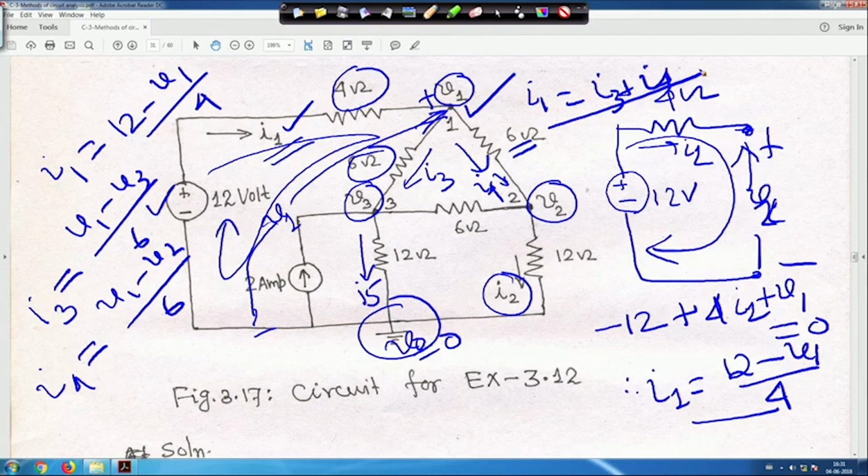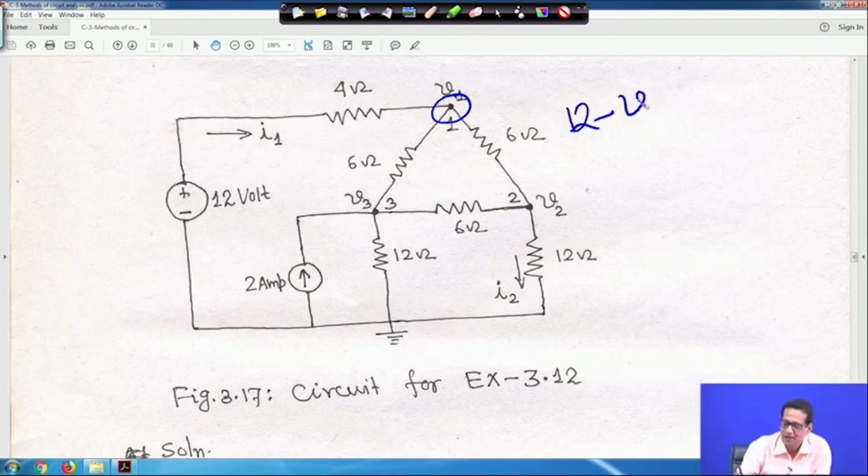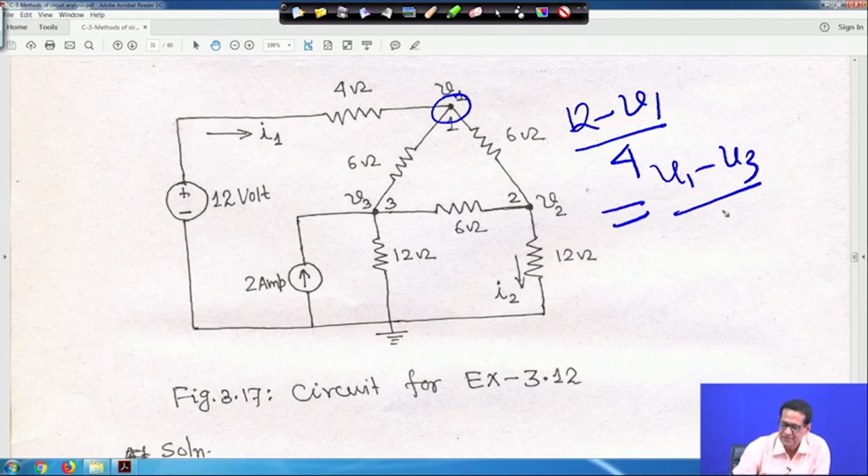I am making all this exercise here itself so that things will be understandable for you. Now let me clean it. If you apply KCL at node 1, whatever we wrote, it will be 12 minus V1 upon 4 is equal to V1 minus V3 by 6 plus V1 minus V2 by 6, the directions being those of the currents I3 and I4 that I wrote.